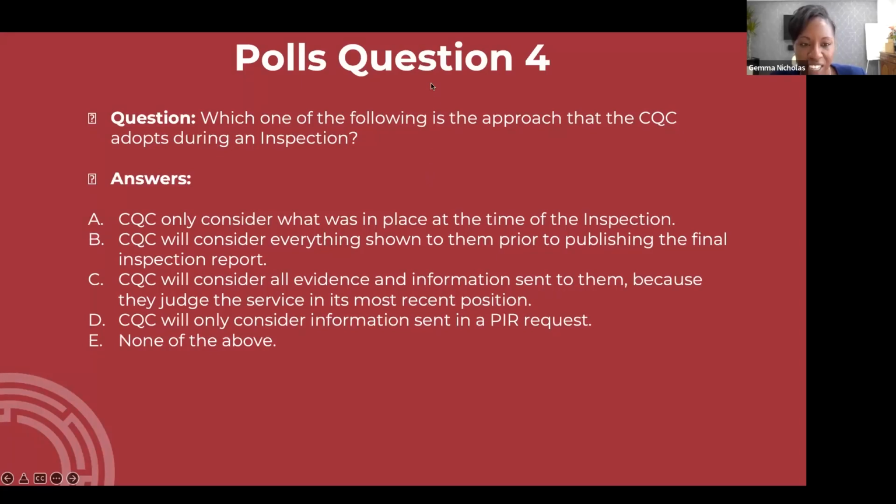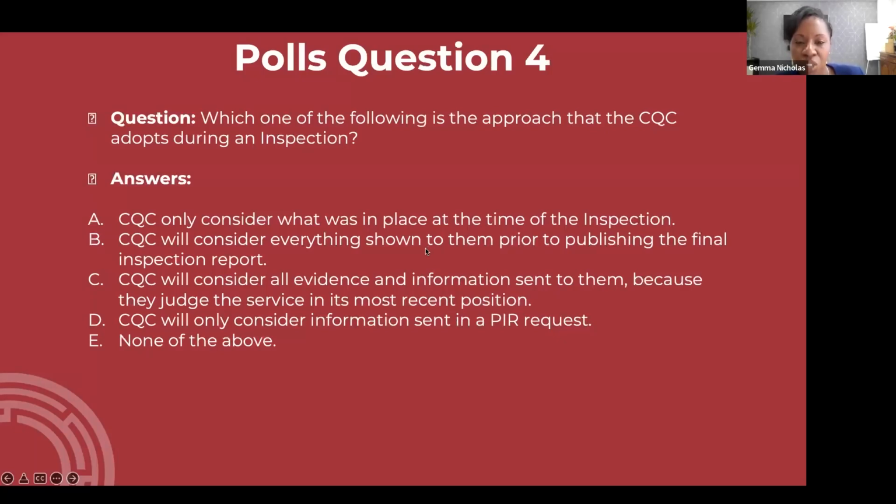So just to explain, in terms of CQC's overall approach and how they consider inspections and what that results in terms of an inspection report, the first option is that CQC only considers what was in place at the time of the inspection. But this actually highlights what is meant by the duration of an inspection. The inspection can include a site visit and also remotely receiving documents. The CQC are increasingly noting rectifications and evidence of rectifications shown after the inspection.